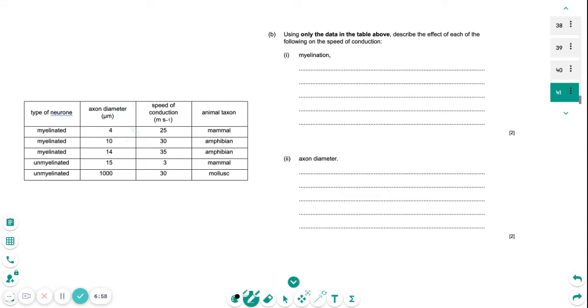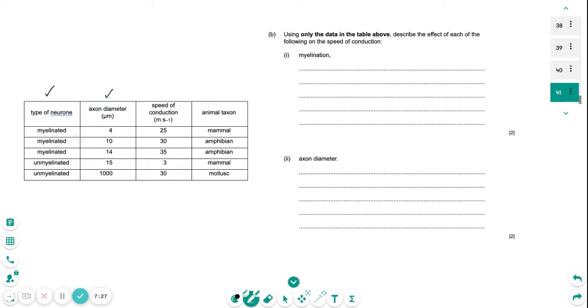Here's your data. We've got type of neuron. We've got 3 myelinated and 2 unmyelinated. And we've got axon diameter and speed of conduction. So we've just talked about this one here. We talked about myelinated versus unmyelinated. So at this stage, you should already be aware that myelinated has a quicker speed of conduction. I've just mentioned the axon diameter. The wider diameter, the faster it is. Let's just double check. Is that the case?